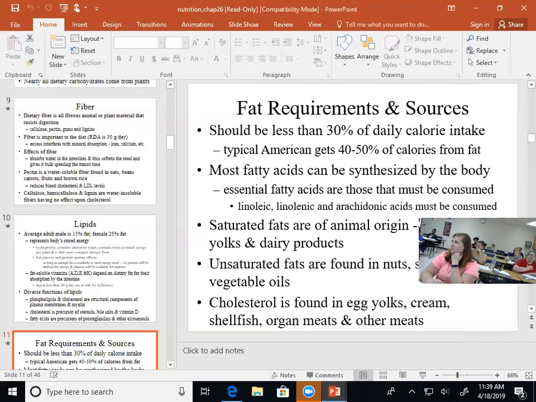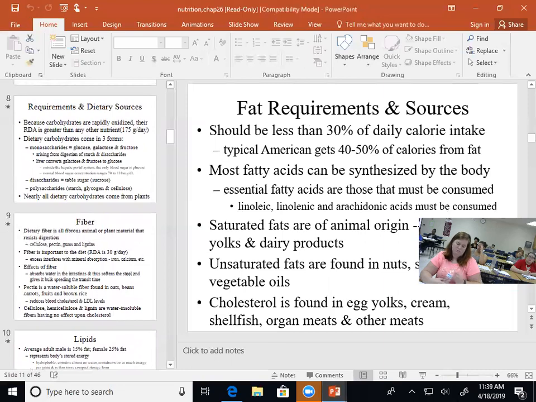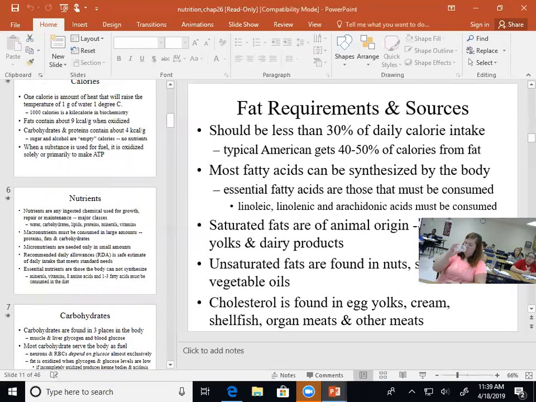Our fat intake should be less than 30%, but needs to be about 20%, or you're going to end up deficient in some of those vitamins. Y'all have heard of fat-soluble vitamins, haven't you? Have you heard of fat-soluble vitamins?